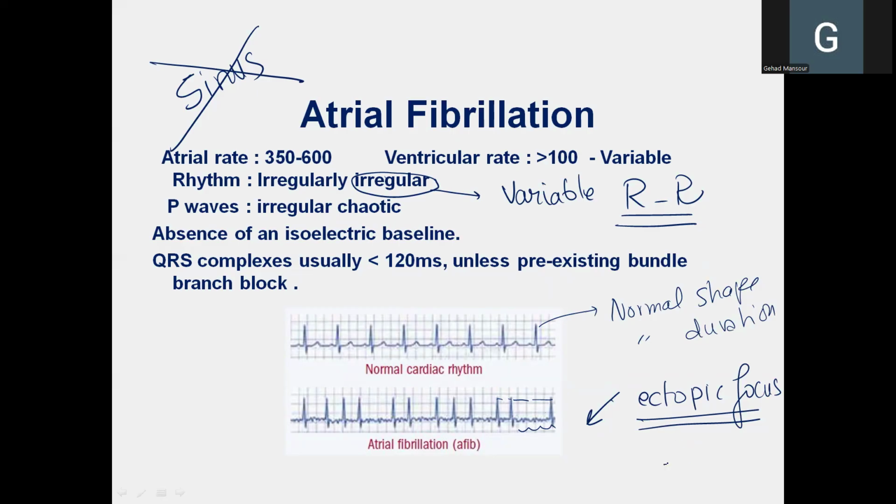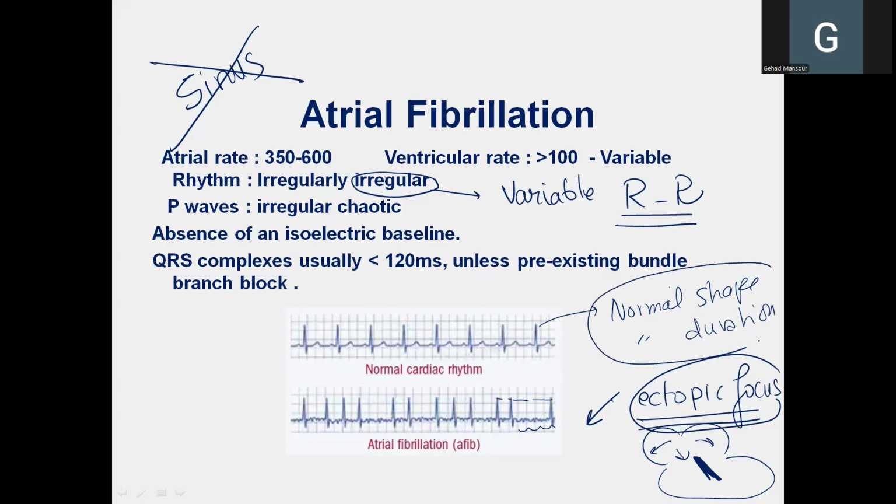But after the ectopic focus has spread the impulses irregularly over the atria, they will be conducted via the AV node normally. So although we have an ectopic focus in the atrium, yet, and this is important to justify, we have a normal shape and a normal duration of the QRS complexes because they are normally conducted via the AV node. So the QRS complex will be less than 0.12 second or 120 millisecond, unless, as we have explained before, we already have a bundle branch block.